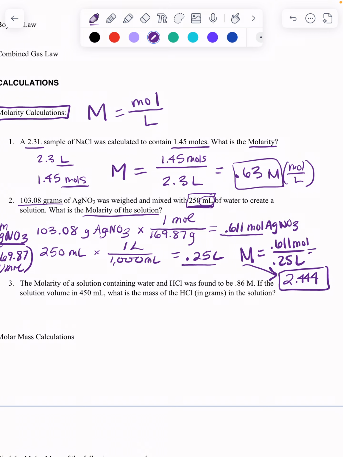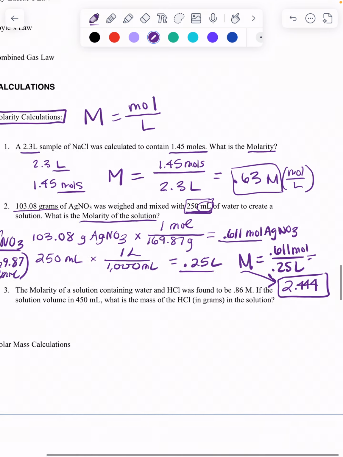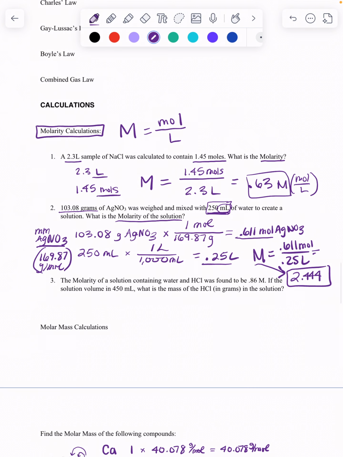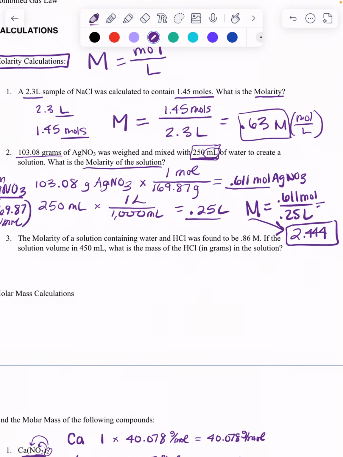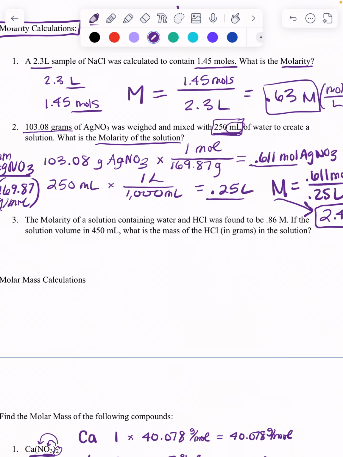Amazing. See? There were some extra steps in this, but it's stuff you've seen before, stuff you've done before. So no big deal. Okay, how about the last one? Because this one is phrased a little bit differently.